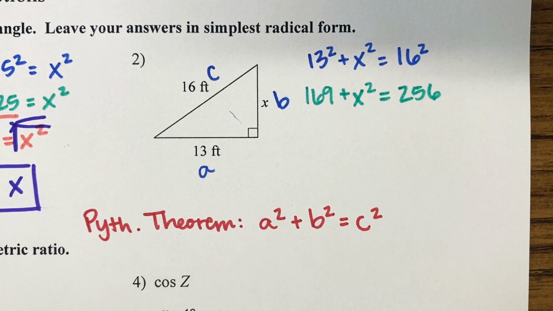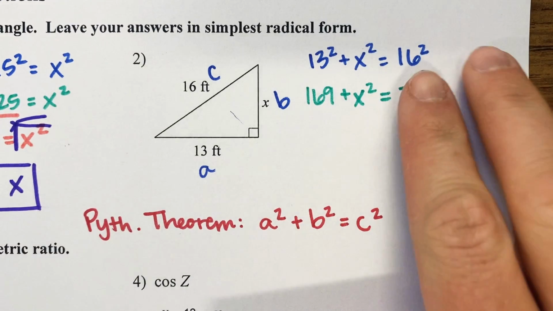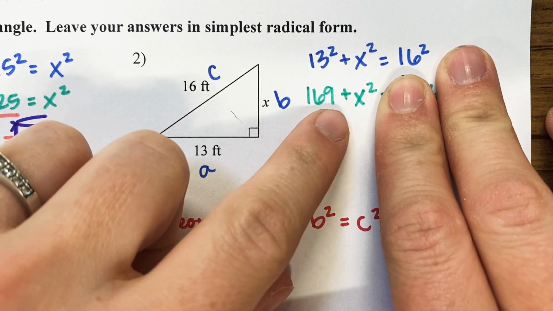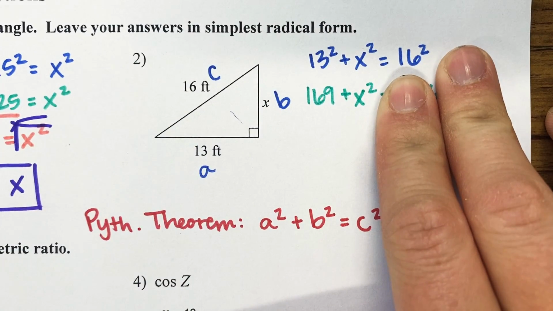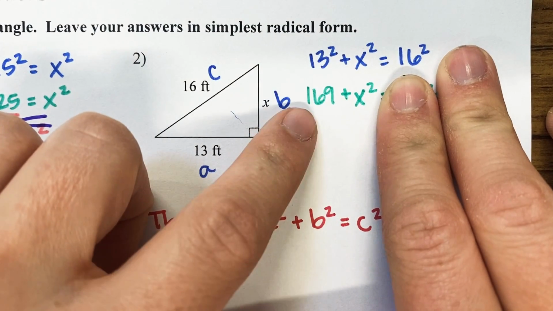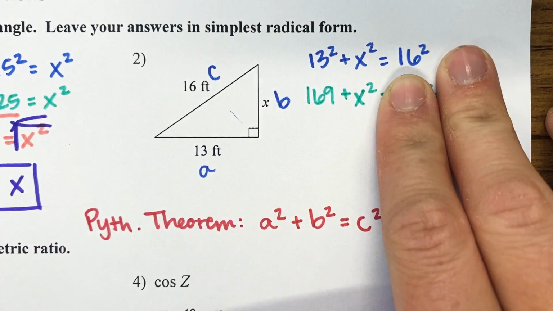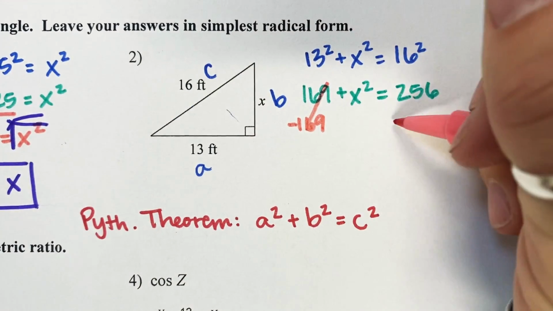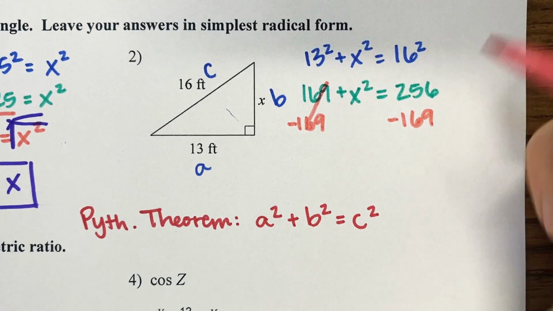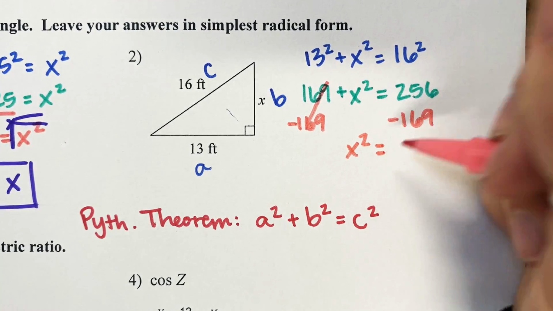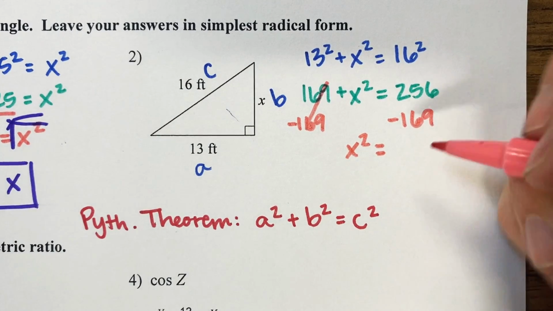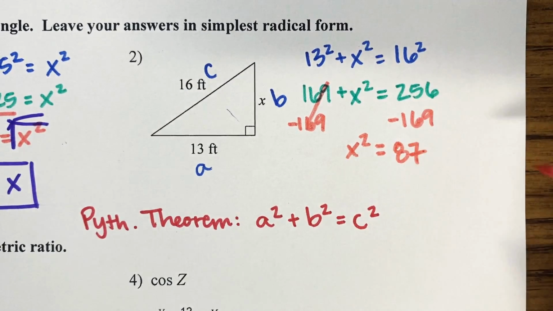Now we need to solve for x. Looking at this side of my equal sign, do I need to get rid of the positive 169 or the x squared first? I need to get rid of this positive 169, and I do that by subtracting 169 from both sides. So I get x squared is equal to 256 minus 169, which is 87.